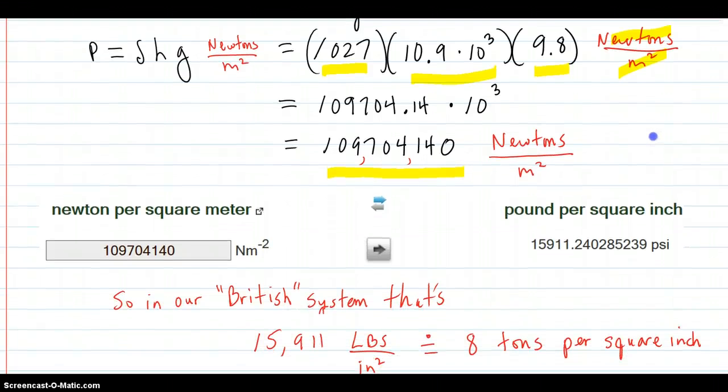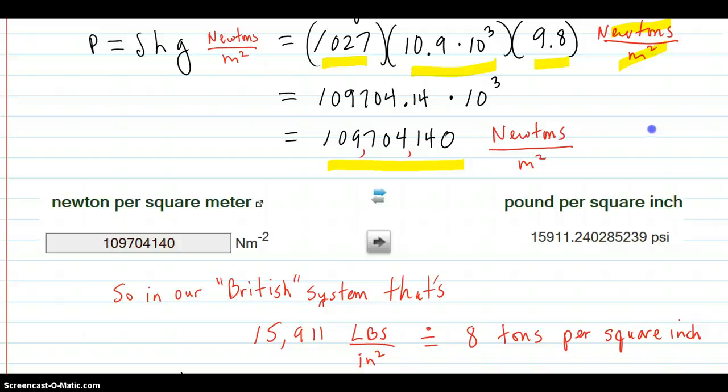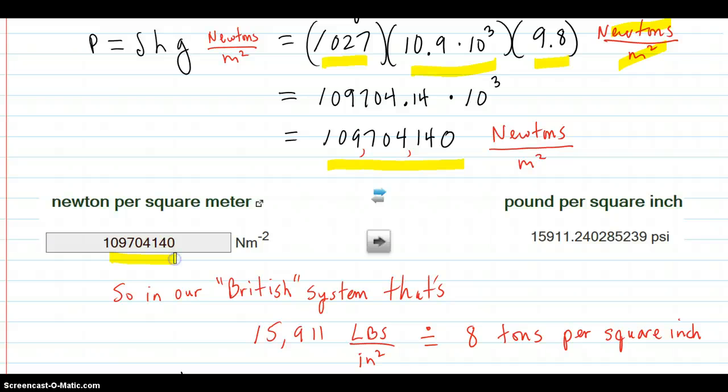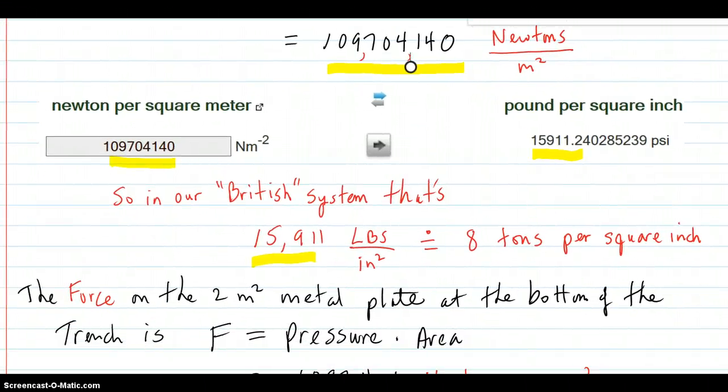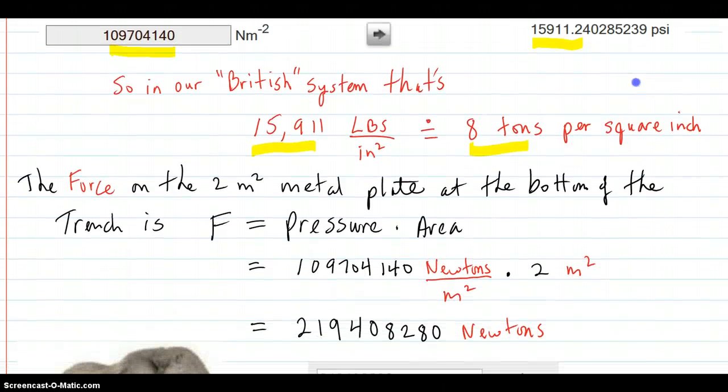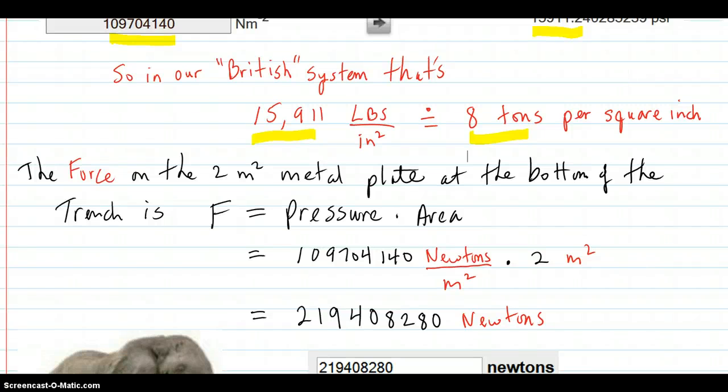I wanted to know what that was in PSI, pounds per square inch. So I went online and got a converter for that. Put my number in for newtons per square meter, and it comes out right here: 15,911 PSI, pounds per square inch, and 15,911 is approximately 8 tons per square inch. Think of how much pressure that is. Every square inch, 8 tons on it.